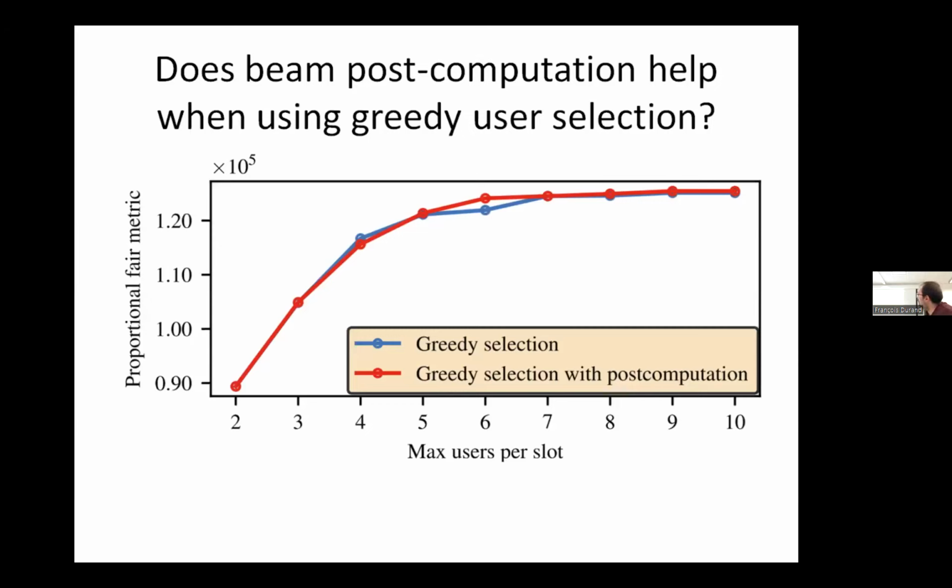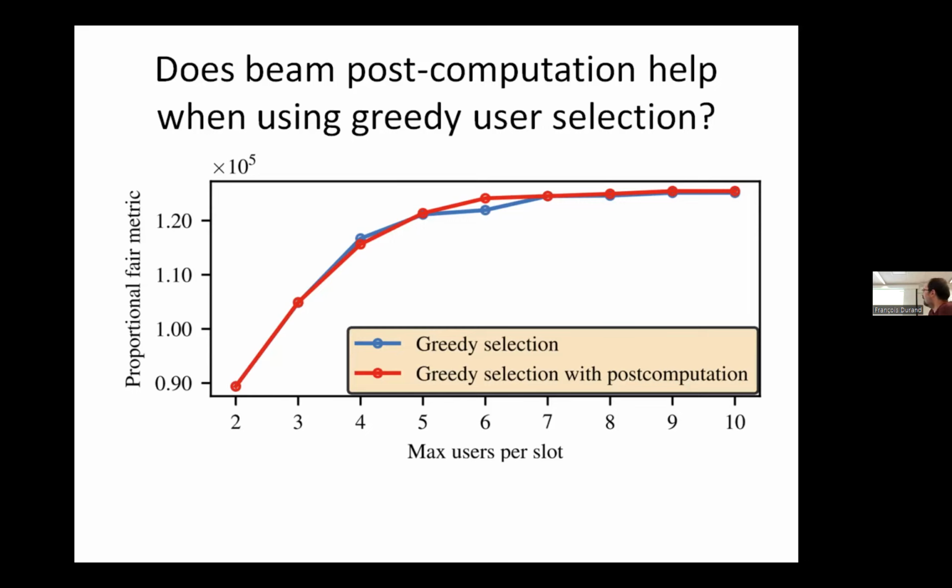Okay. So here we really run simulations with the simulator that I presented earlier. We have a channel model, we have this zero forcing precoding, and we use the greedy selection algorithm. And either we keep the beams as planned, or we post-compute them. So for each user, we try to change the beam in order to see if it improves the performance.